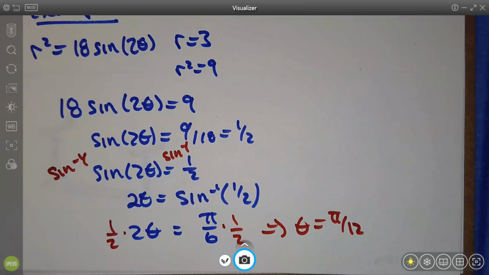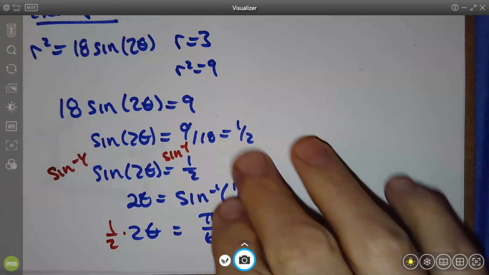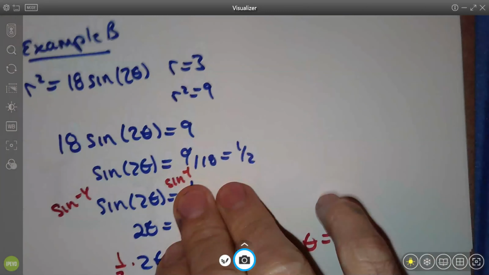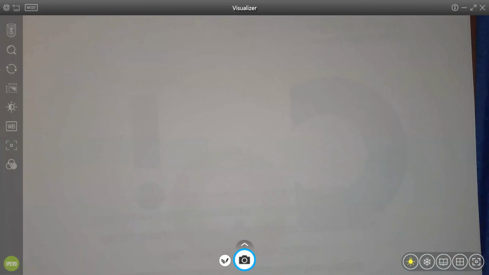Two more examples. So let's go to example C. Example C asks us to find some points of intersection. I want to find the points of intersection between these two curves right here. No, that's not what I want. Let's try it again. These two curves right here.